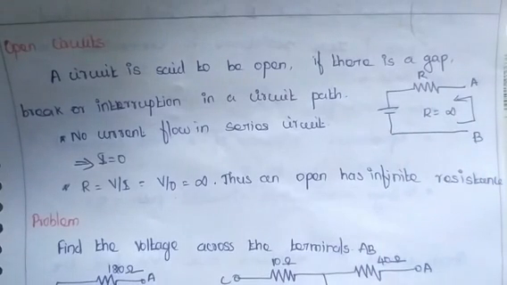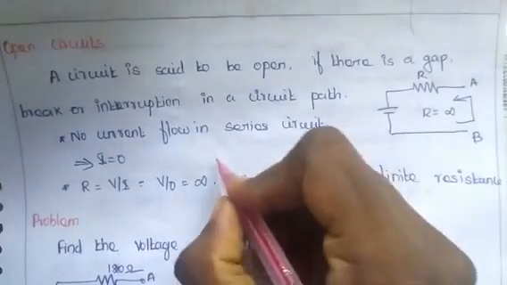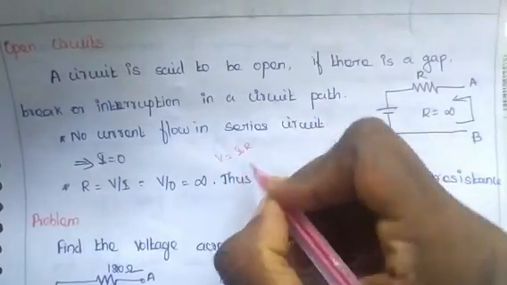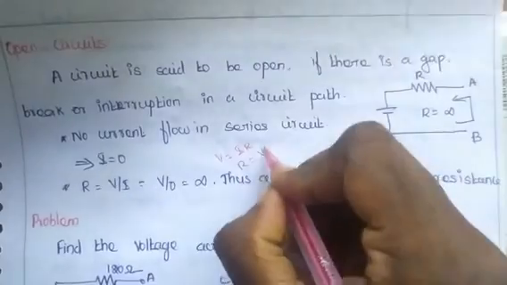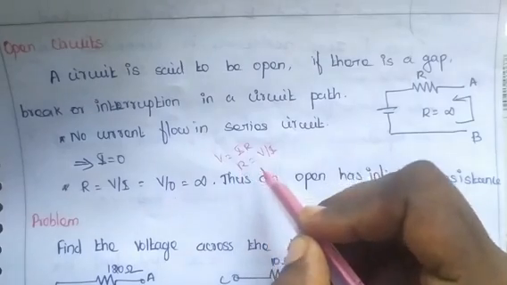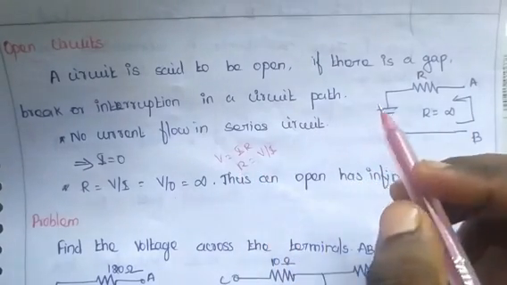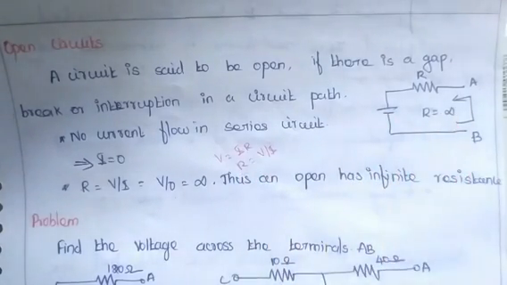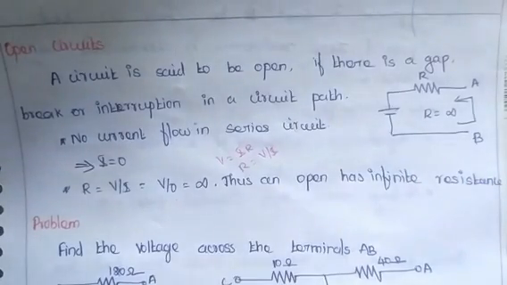So, I is equal to 0. So, by Ohm's law, V is equal to I into R. So, R is equal to V by I. When I substitute I is equal to 0 here, I get R is equal to infinity. That's what I am saying. Open circuit have infinite resistance.